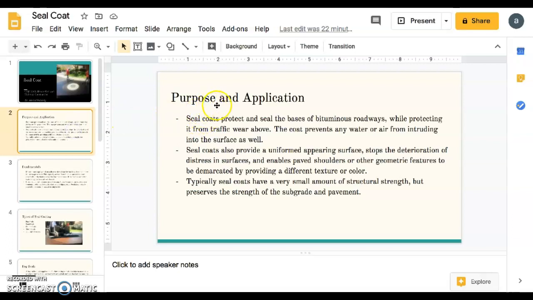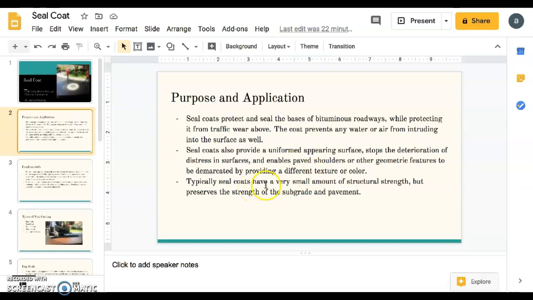So, for the purpose and application of seal coating, seal coats protect and seal the base of bituminous roadways while protecting it from traffic wear above. The coat prevents any water or air from intruding into the surface as well. Seal coats also provide a uniform appearing surface, stop the deterioration of distressed surfaces, and enable paved shoulders or other geometric features to be demarcated by providing a different texture or color.